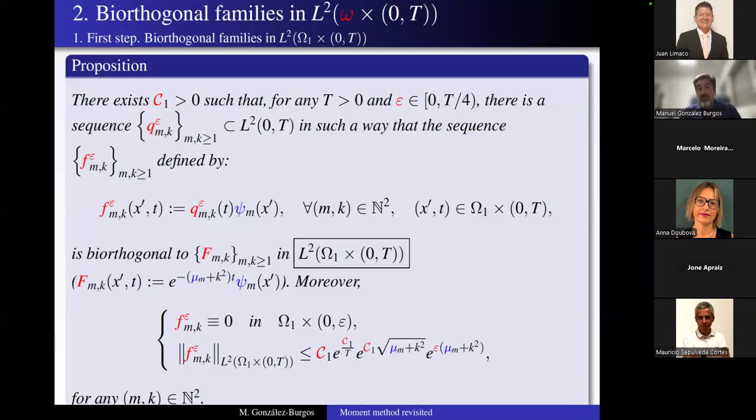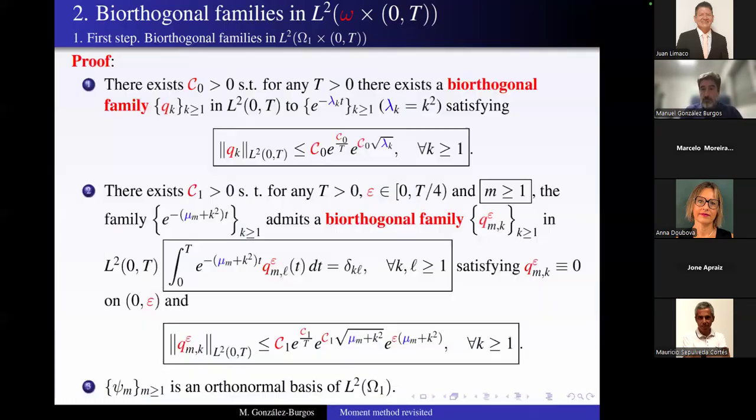And this proposition is not too difficult to be proved. First, we work with the sequence lambda_k equal to k squared. We know that the exponential of minus k squared t admits a B-orthogonal family. This B-orthogonal family, q_k, is bounded in a very convenient way.